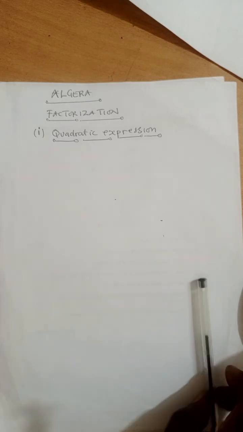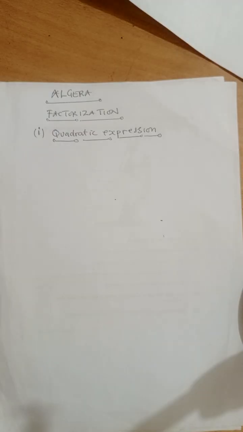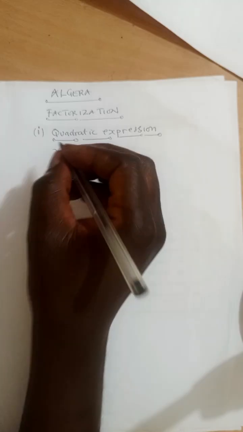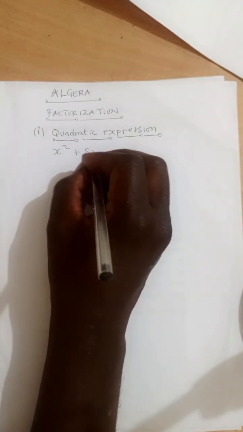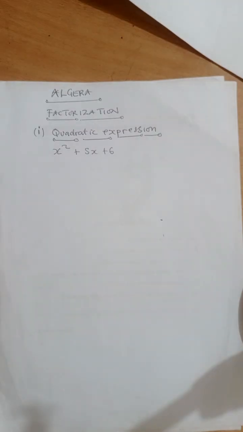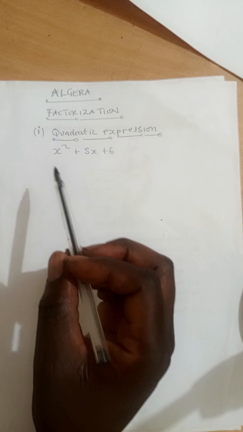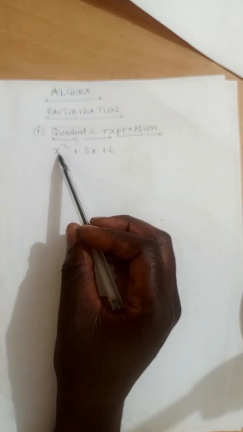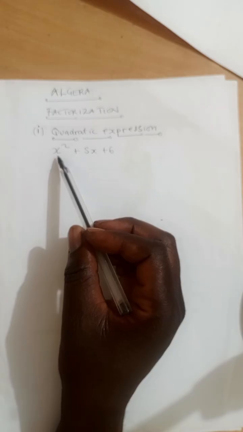A quadratic expression is a three-term expression. For example, x to the power 2 plus 5x plus 3. So this is a quadratic expression. Before I go into factorizing, a quadratic expression has one variable. In this case, our variable is x. A variable is simply a letter that represents a physical quantity.